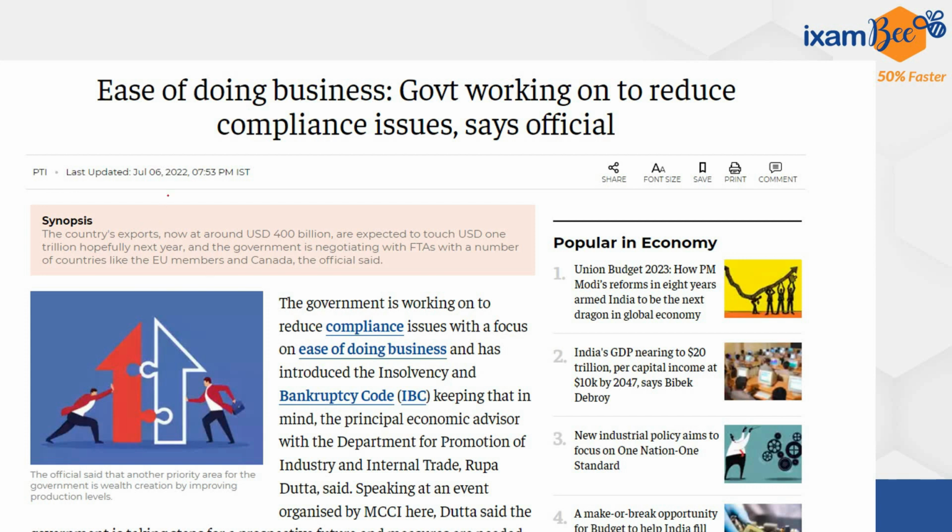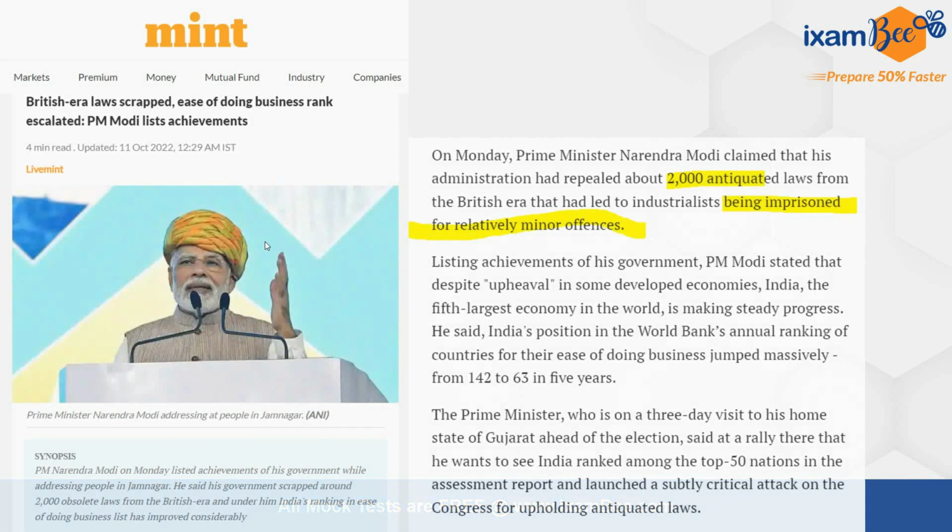If you see, government has been always talking about it, ease of doing business. Government is working on reducing compliance issues. This is of June last year. Prime Minister was also talking about it every time, that British era law scrapped, ease of doing business rank escalated. More than 2000 old laws of the British era have been repealed, where there was imprisonment for relatively minor offences.